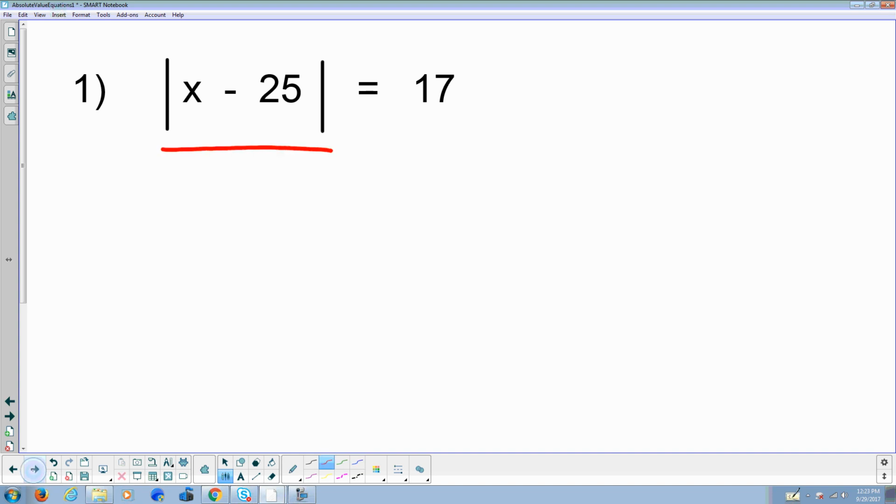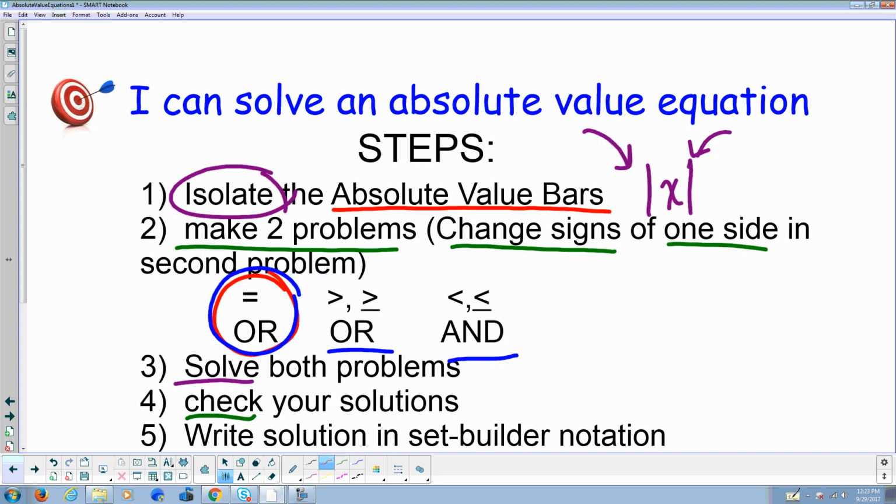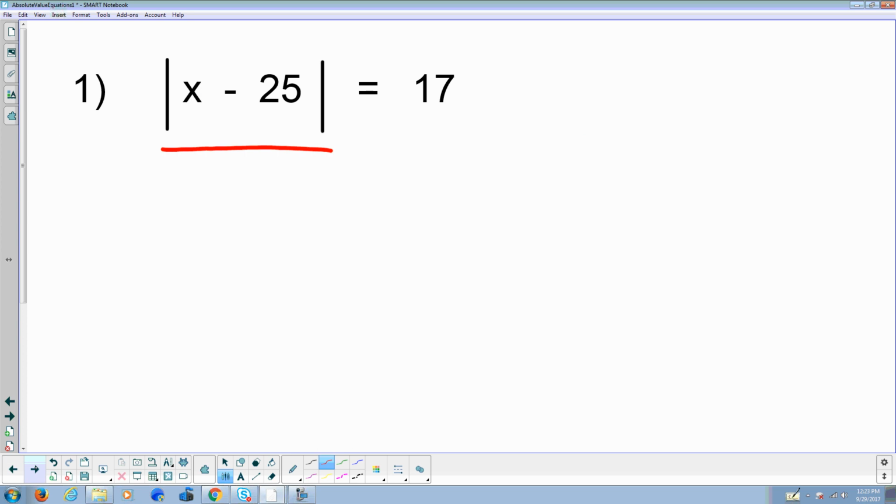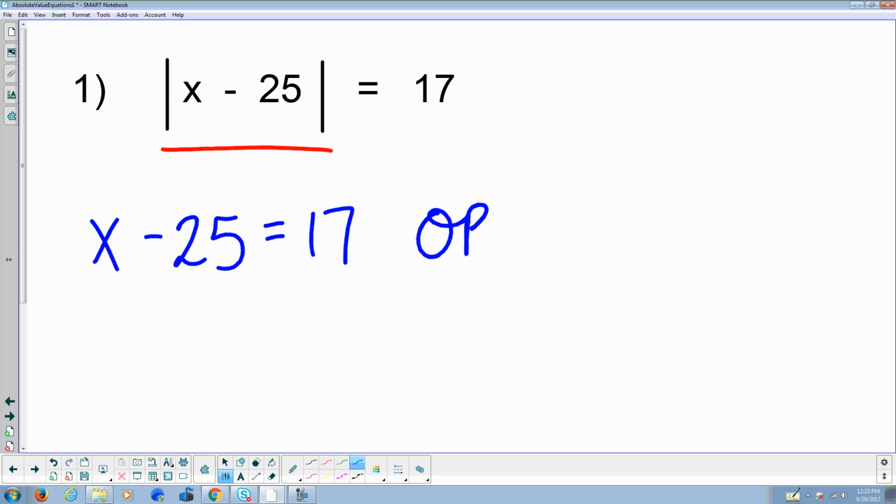So we're ready for step 2. Sorry, not problem 2, step 2. Step 2 says to make two problems. So when we make our two problems, for our first problem, we're just going to drop the bars and write exactly what we see. X minus 25 is equal to 17. We're going to separate with the word or when we're dealing with equations.